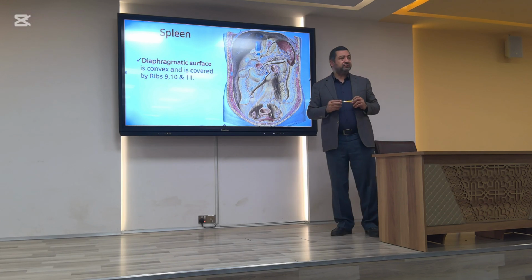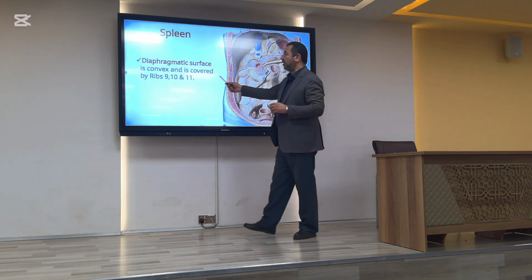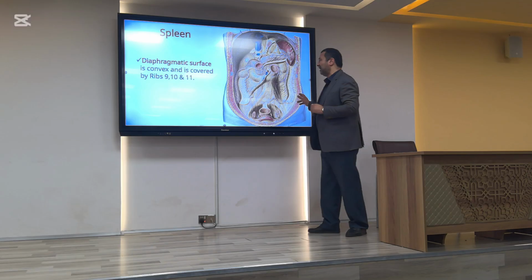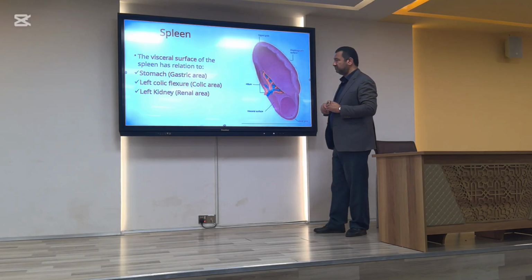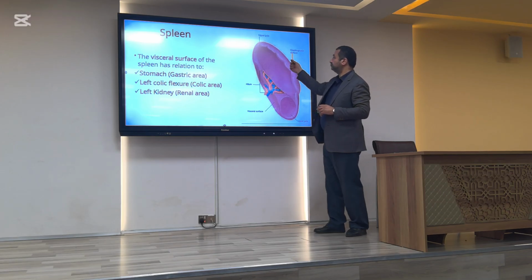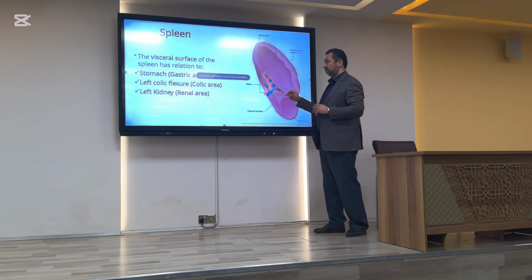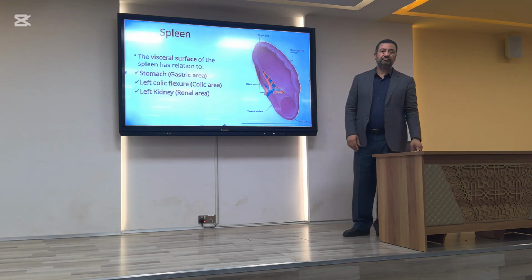The diaphragmatic surface or costal surface of the spleen is convex and is covered by ribs number 9, 10, and 11. The visceral surface of the spleen has relation to the stomach, left colic flexure, and left kidney. Do you have any questions?